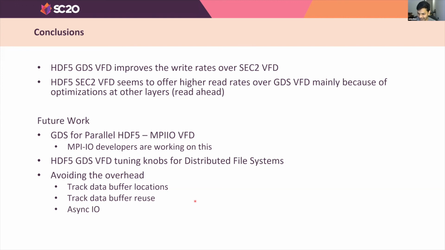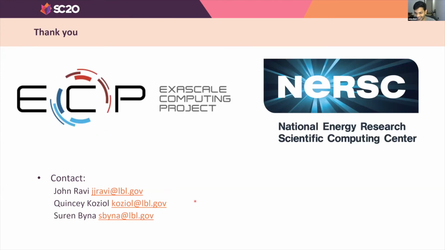So I was thinking of making the user explicitly state what type of pointer they're sending in the IO request. Let's say the pointer is from the GPU or from the CPU, so that you know how to query the CUDA runtime for that. And also track data buffer reuse, so you can eliminate the data buffer register, and asynchronous IO. And that's everything. Sorry for going over time.